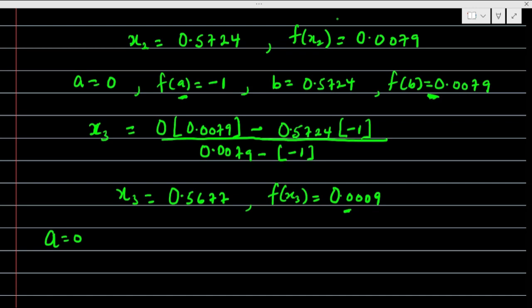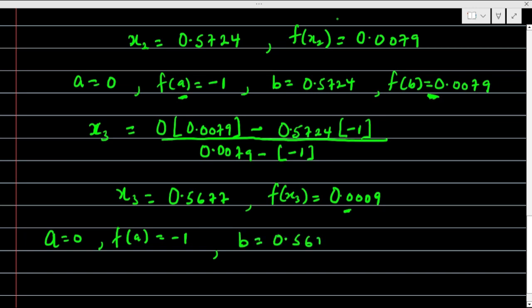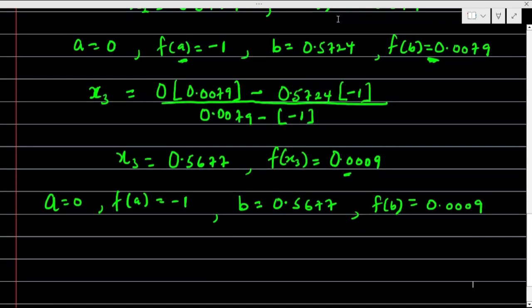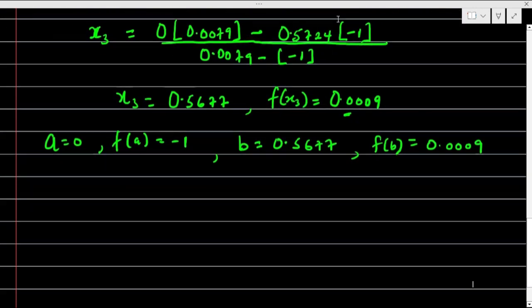So a is still equal to 0. F of a is equal to -1. You can see b will become 0.5677, and f of b becomes 0.0009. So we can use these values to get our x4.